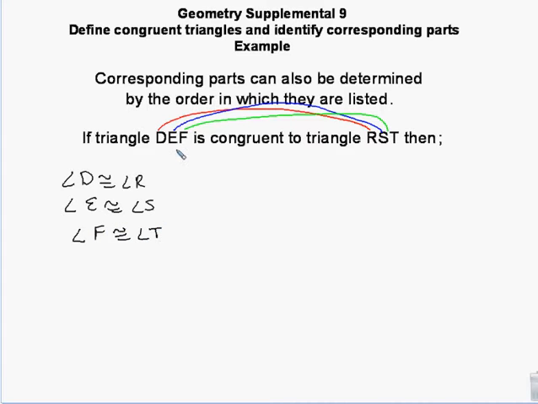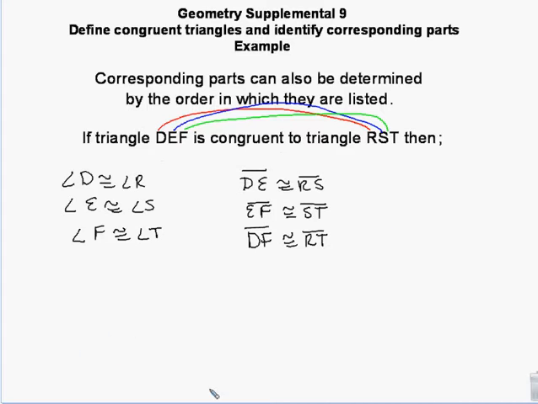And then for the sides, I take the first two letters. So DE is congruent to RS. Last two letters, EF is congruent to ST. And then first and last, DF is congruent to RT. So I don't have to have the actual triangles drawn out to be able to tell what's congruent to what if I have the names of the triangles.